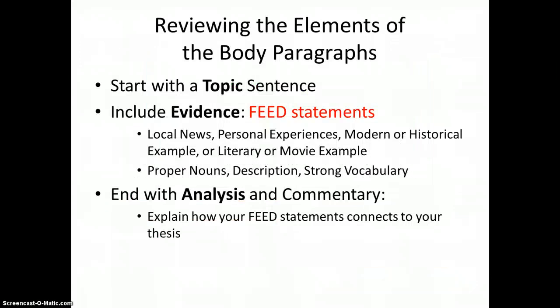Now, reviewing the elements of a body paragraph, remember you start with your topic sentence, or your main idea. You include the evidence in the form of feed statements. It can be a local news story, a personal experience, a modern or historical example, or a literary or movie example. We're going to use proper nouns, descriptions, and strong vocabulary. Then you're going to end your body paragraph with an analysis or commentary. Explain how your feed statement connects to your thesis.